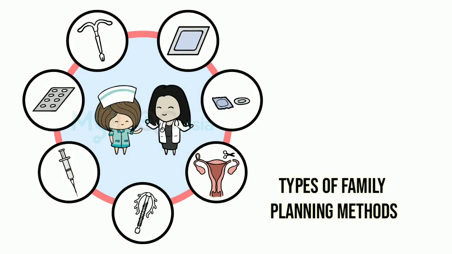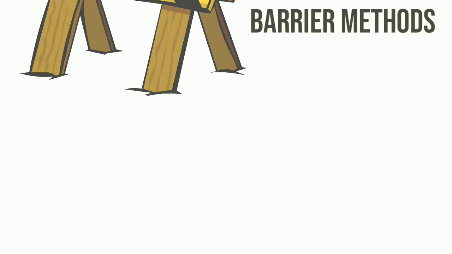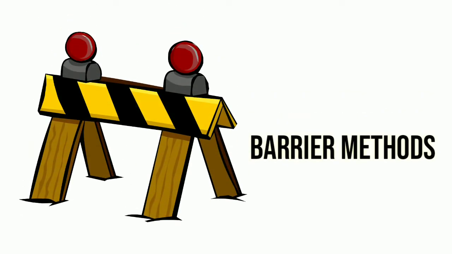Types of family planning methods. Number 1. Hormonal family planning methods: oral contraceptives, injectable contraceptives, subdermal implants. Number 2. Barrier methods. Barrier methods of contraception include the male condom, female condom, diaphragm, cervical cap, and spermicide.